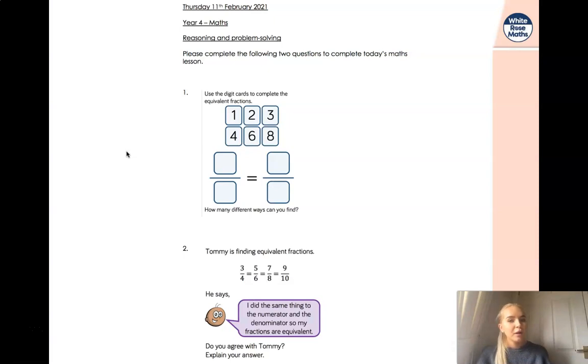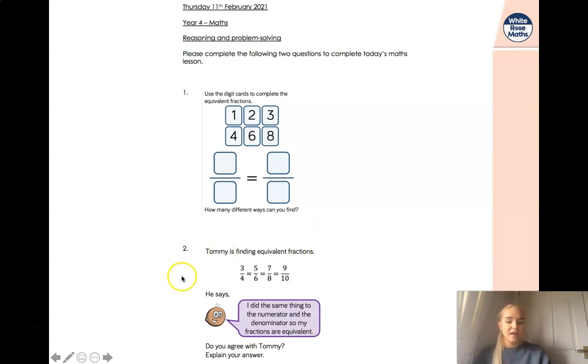Okay, the final part to your math lesson today is to tackle those reasoning and problem solving questions. So I would like you to have a go at the following 2 questions to complete the math lesson. The first one gives you some digit cards. You can only use these numbers, but you need to try and complete as many equivalent fractions as you can. Can I use the number 9? No. Can I use the number 5? No. Only 1, 2, 3, 4, 6 and 8.